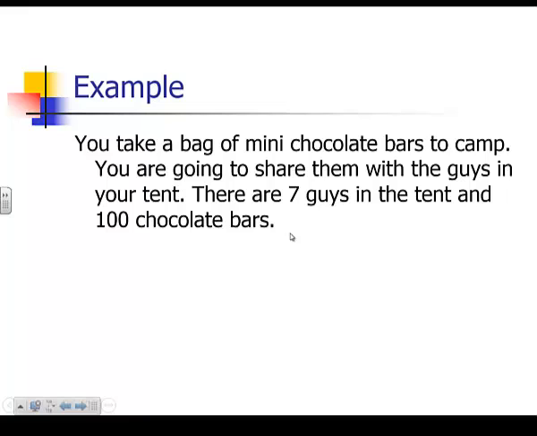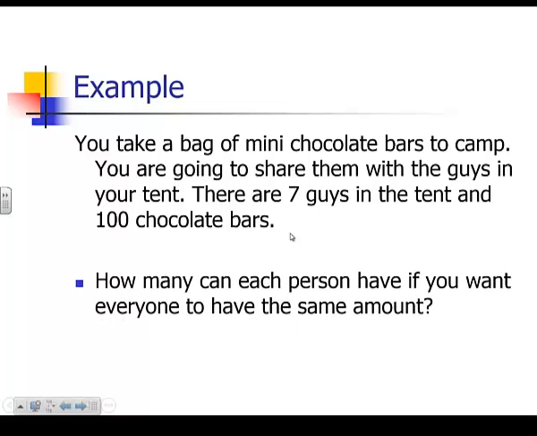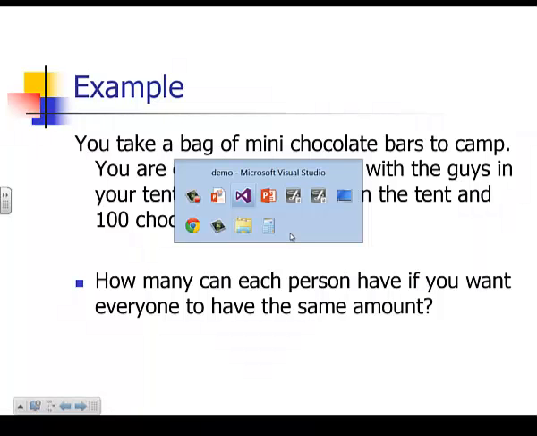So look at this problem. You're going to take a bag of mini chocolate bars to camp. You're going to share them with the guys in your tent. There are 7 guys in the tent, and you have 100 chocolate bars. So how many can each person have if you want everyone to have the same amount? This is a good problem for integer division.